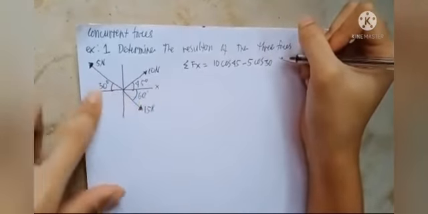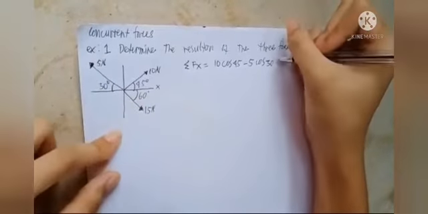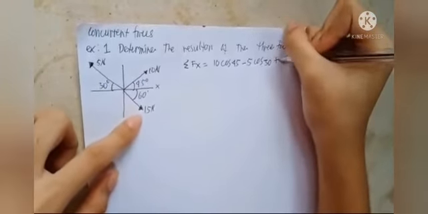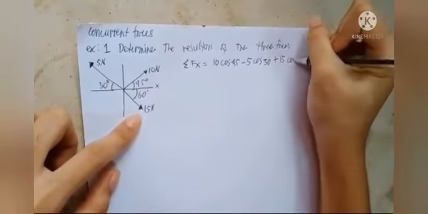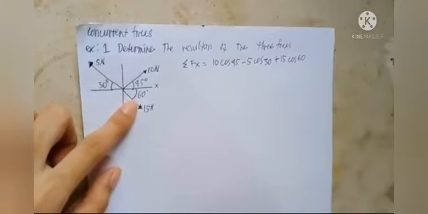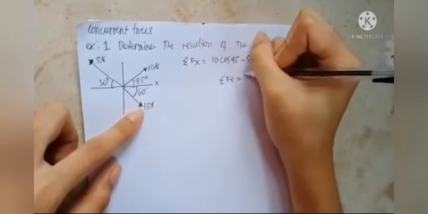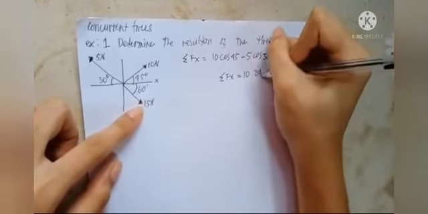Minus, since the left x component is negative and the right is positive. Plus 15 cosine 60. And it equals 10.24 Newton.